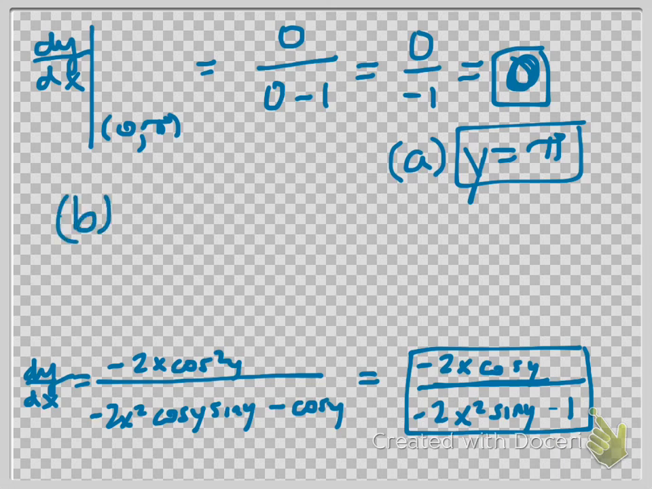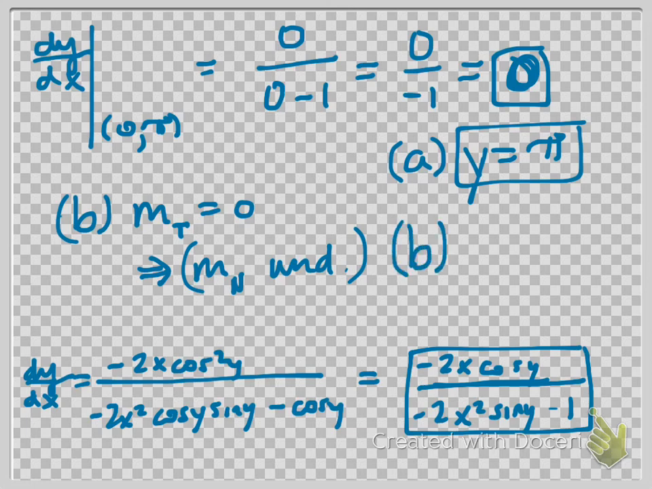All right? So now I need to know my normal line, yes? Since at this point the tangent slope was 0, what does that imply about my normal slope? Undefined. What kind of lines have undefined slope? Vertical, which means that my B answer is x equals 0, aka the y-axis.